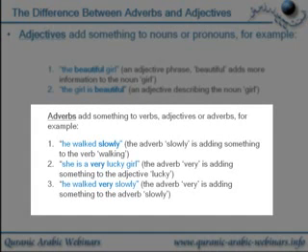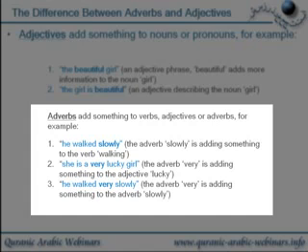Then we have adverbs, and this is one of the more tricky parts of grammar. Adverbs add something to verbs, adjectives, or adverbs themselves. For example, he walked slowly. So here the adverb slowly is adding something to the verb walking. Number 2, she is a very lucky girl. The adverb very is adding something to the adjective lucky.